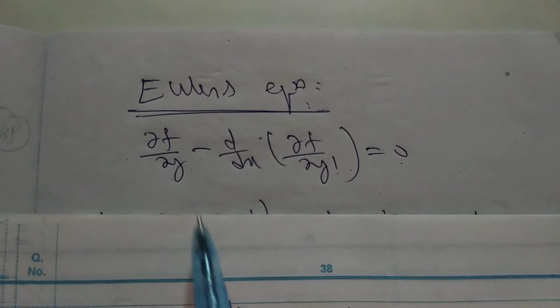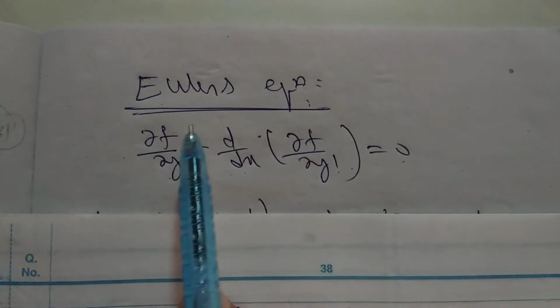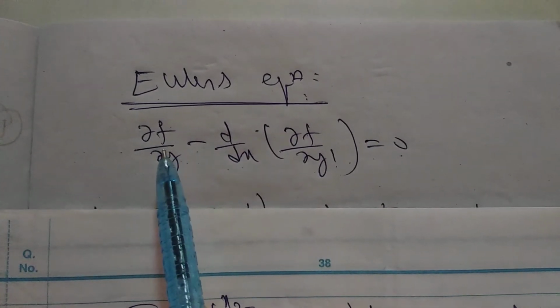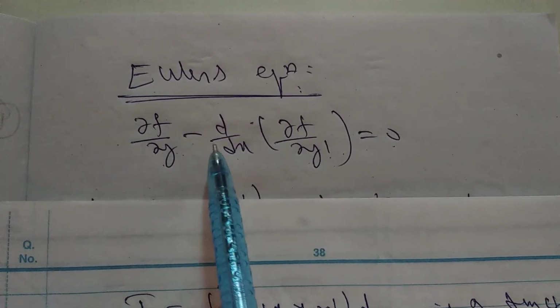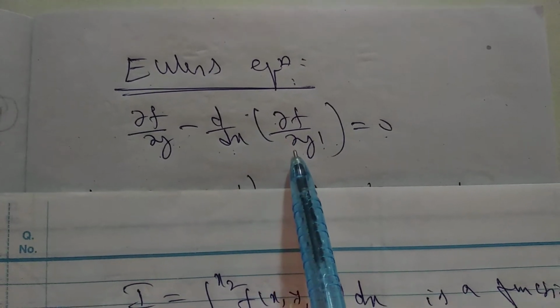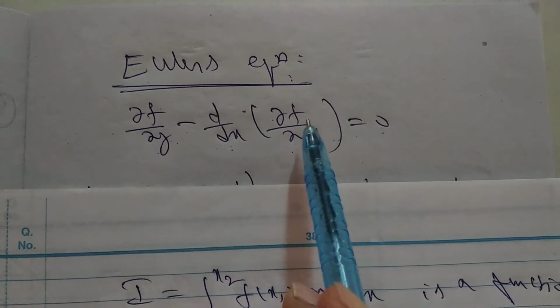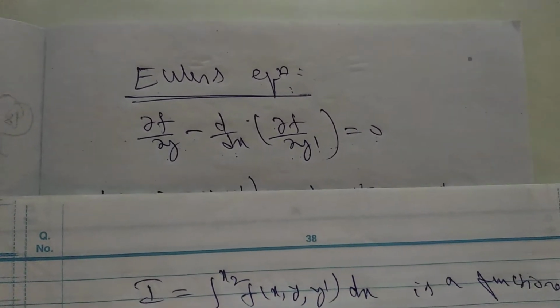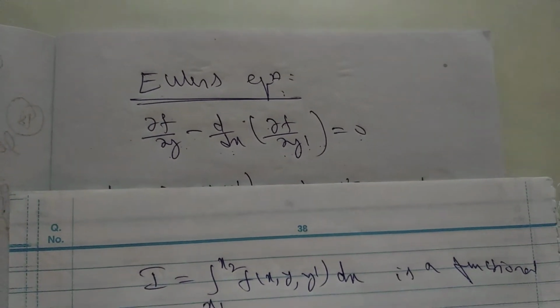So last class we discussed Euler's equation. What is the formula for Euler's equation? ∂f/∂y − d/dx(∂f/∂y') = 0. This is the Euler's equation. So today we have to discuss problems on Euler's equation.